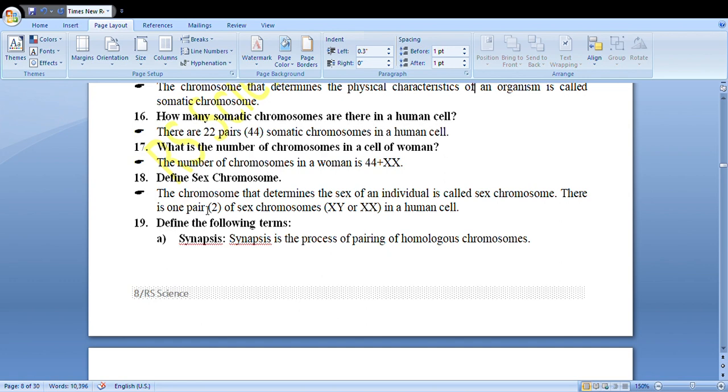Define sex chromosome. The chromosome that determines sex of an individual is called sex chromosome. There is one pair of sex chromosomes, XX or XY, in a human cell. XY in male, XX in female. Define the following terms. Synapsis. Synapsis is the process of pairing of homologous chromosomes.